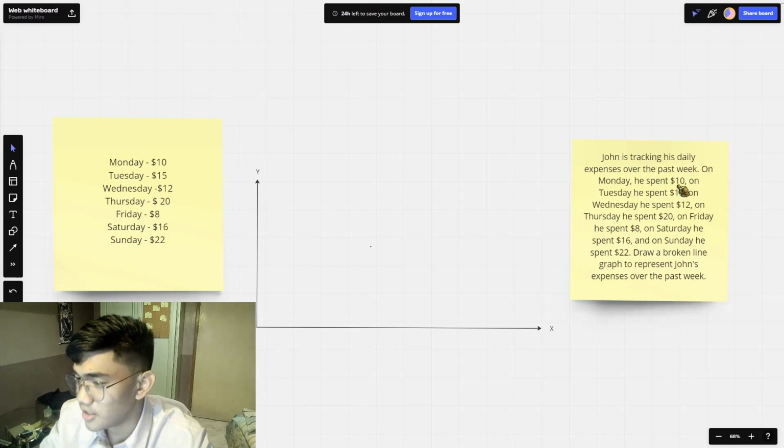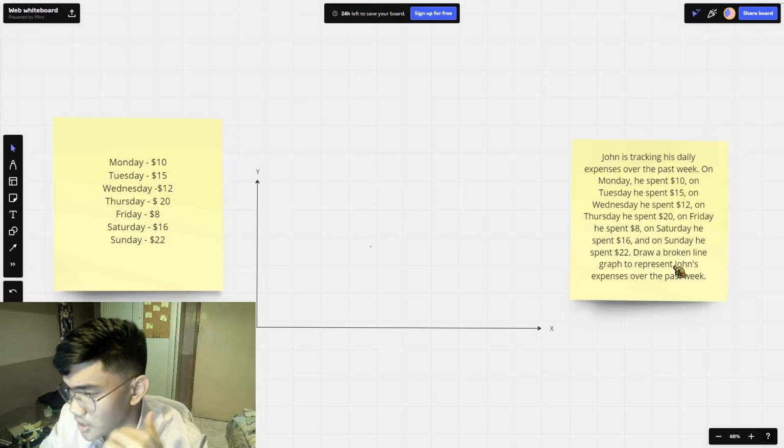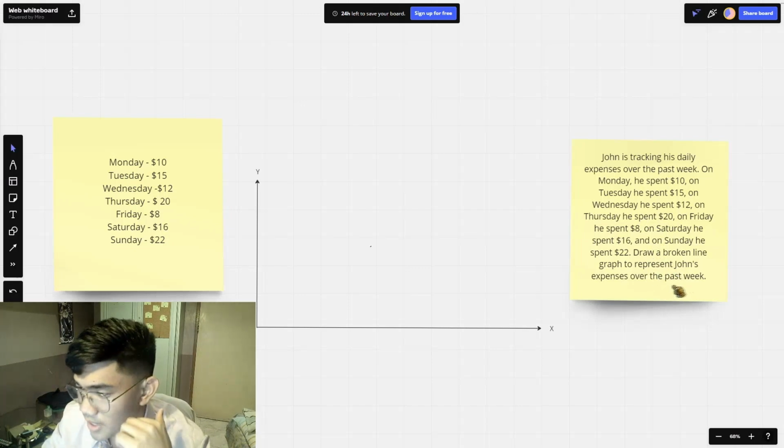On Monday, he spent $10, on Tuesday, he spent 15, on Wednesday, he spent 12, on Thursday, he spent 20, on Friday, he spent 8, on Saturday, he spent 16, and on Sunday, he spent 22. So draw a broken line graph to represent John's expenses over the past week.